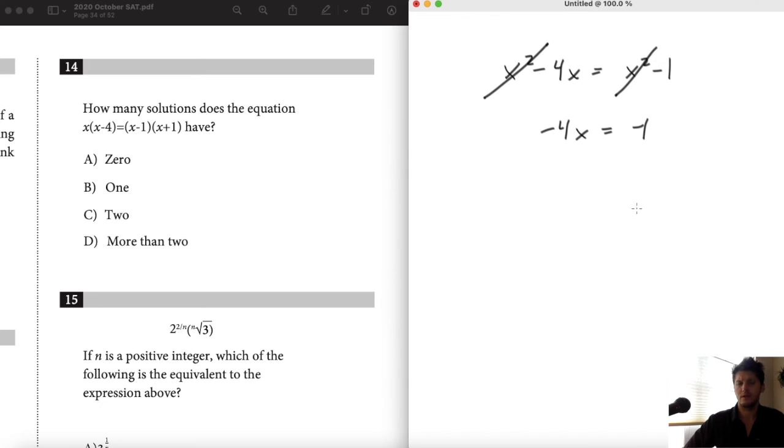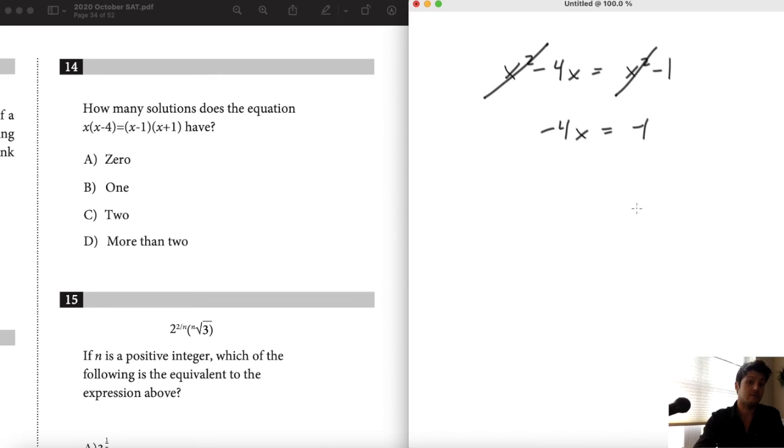Just to be clear, once I see negative 4x equals negative 1, I just know there's one value that works for that. I don't even have to solve for what it is. I'm looking for not what is x, but how many values of x work. In the graphic example, it would be how many times do these intersect. In the algebraic setting, it's how many times does this work? Only one x value will satisfy this equation.